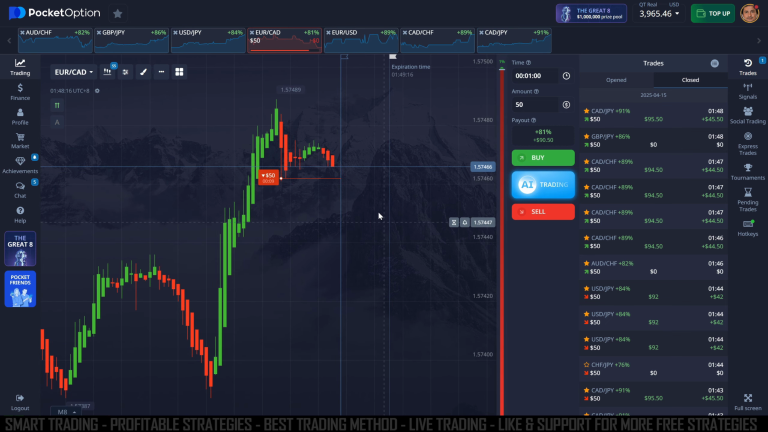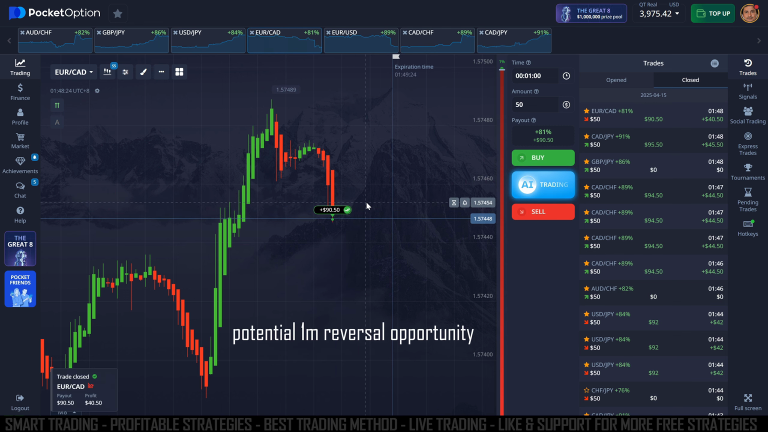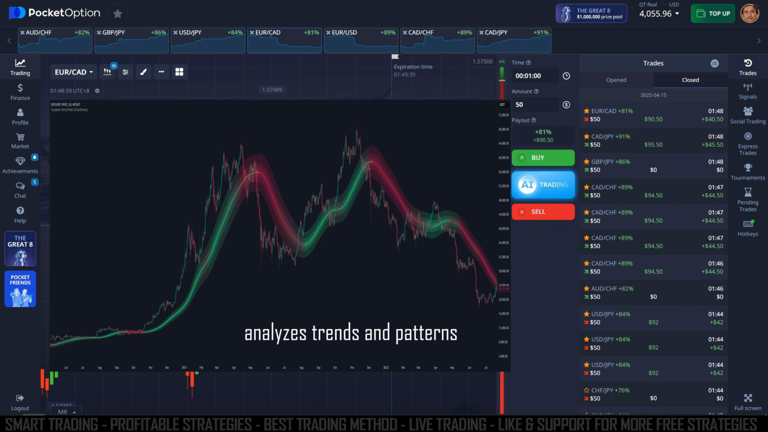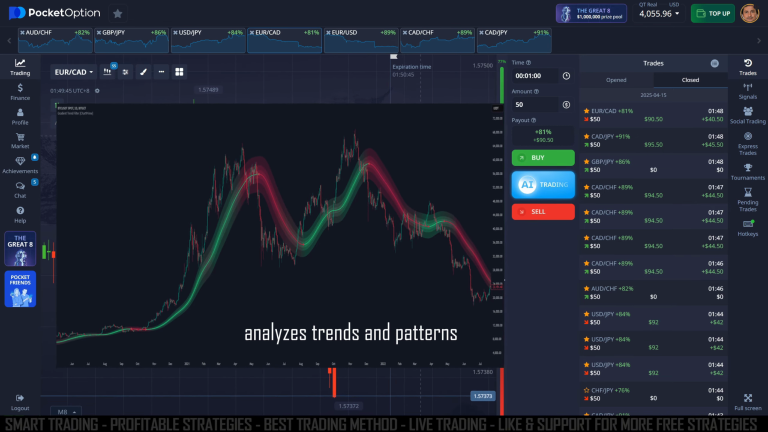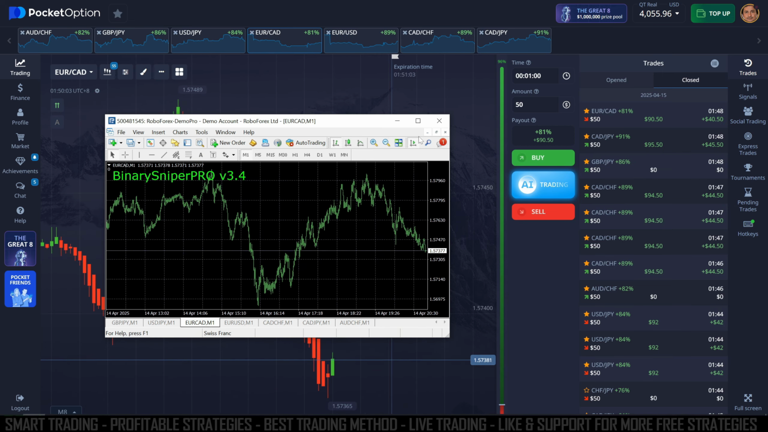So, what exactly does this MetaTrader 4 indicator do? The Binary Sniper Pro version 3.4 continuously scans the market for potential 1-minute reversal opportunities. It carefully analyzes price movements and patterns to identify moments when the market is likely to change direction, providing you with timely signals to enter trades.